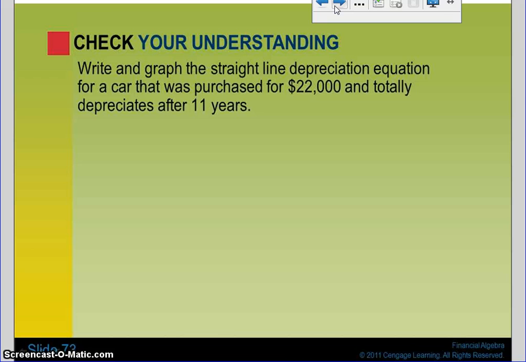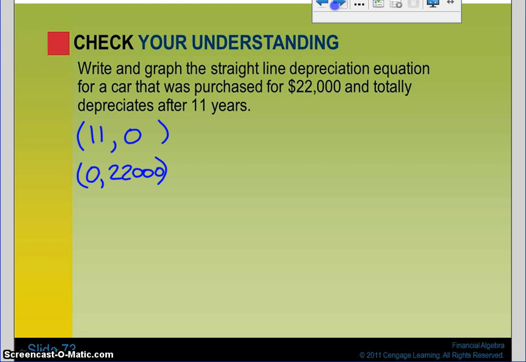It says write and graph the straight line depreciation equation for the car that was purchased. So the first thing we need to do here is take steps 1, 2, and 3 and put them all together. So I have 2 intercepts. The first one is (0, 22,000). The car was worth 22,000 at 0 years, and at 11 years, the car is worth 0.